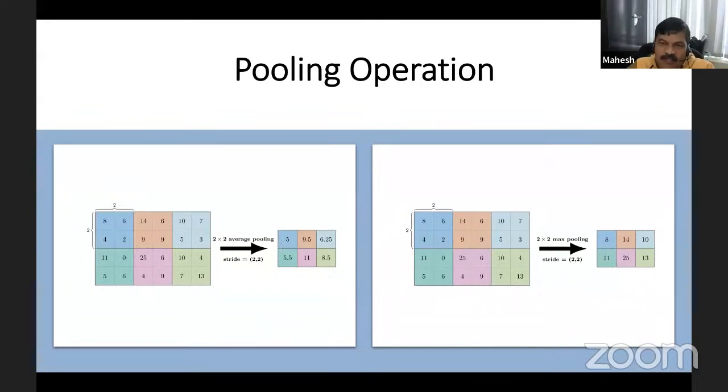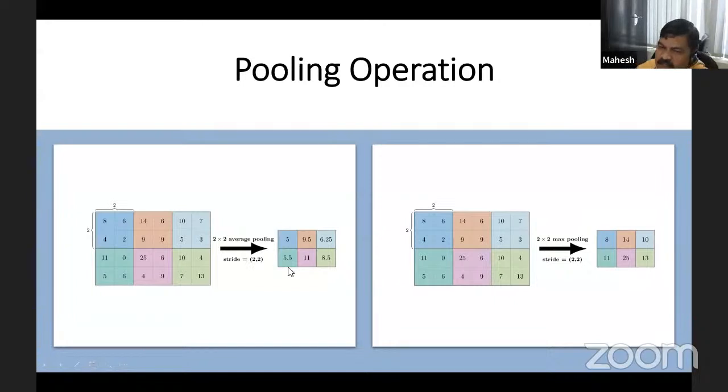There are simple operations people have used, like average pooling. Average pooling means here 8, 6, 4, 2: we add and divide by 4, and we get 5. Or you can avoid this average operation and just select the maximum value of these 4 numbers. The maximum is 8, so 8 is selected. Then we go to the next block, 14 is selected, and in the next block 10 is selected. This is called max pooling, and the other is called average pooling.